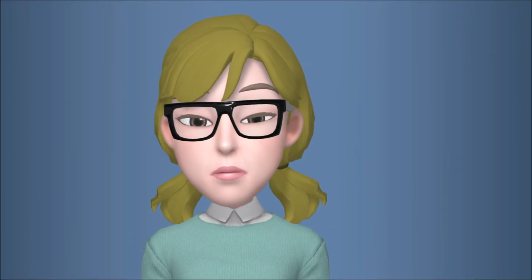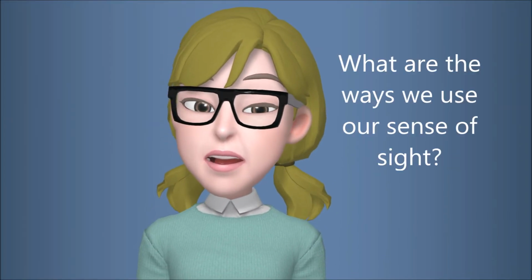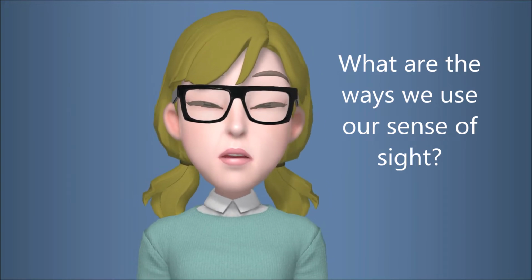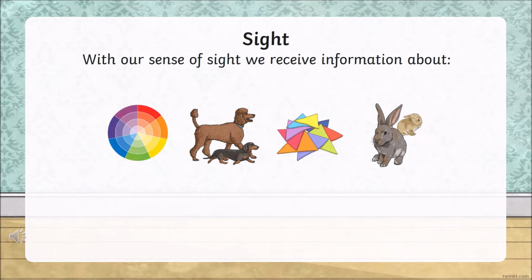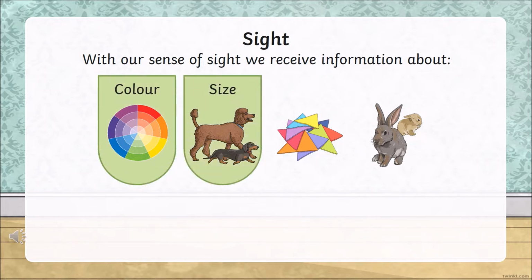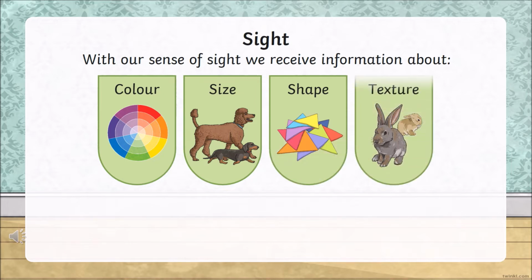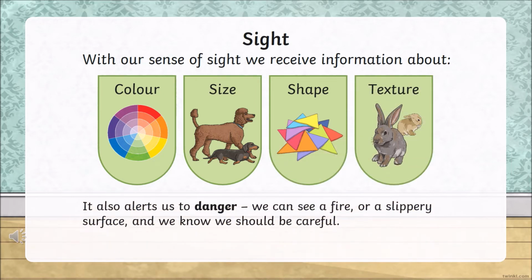Now let's grab our pupil books and open up to page 36 and review. What are the ways we use our sense of sight? With our sense of sight, we receive information about color, size, shape, and texture. It also alerts us to danger. We can see a fire or a slippery surface, and we know we should be careful.